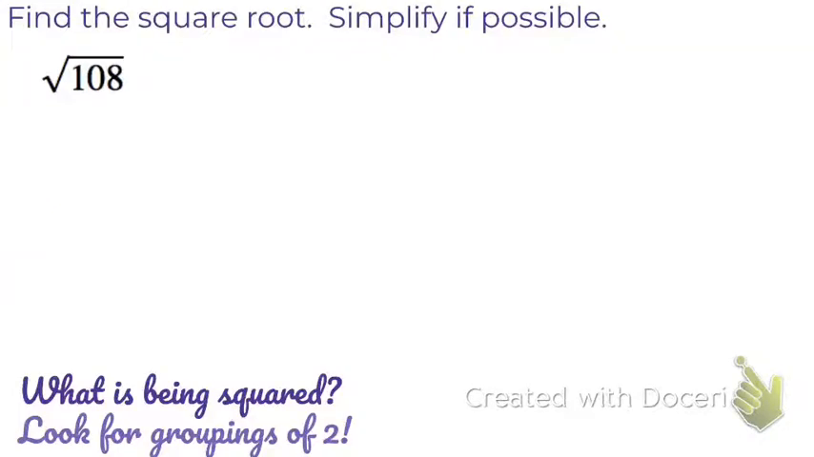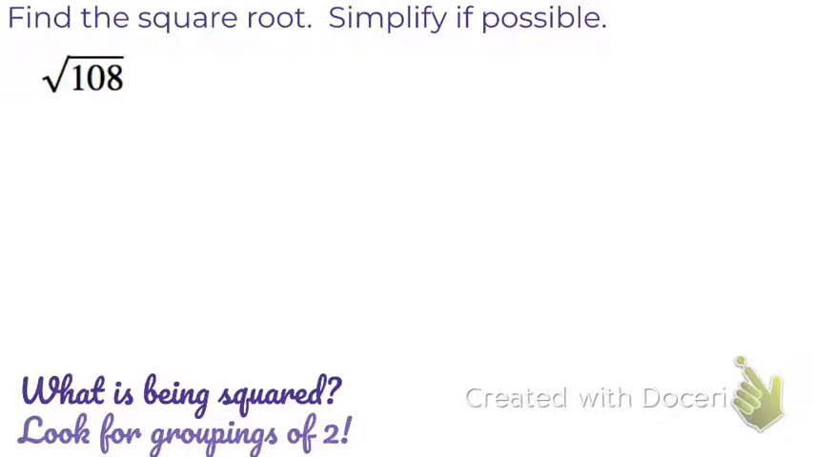Here we're asked to find the square root. If I were to put in my calculator the square root of 108, I'm going to get a number that has a decimal that fills my calculator up. I would have to round my answer. If you want to give a more exact answer, then you need to go through these steps.